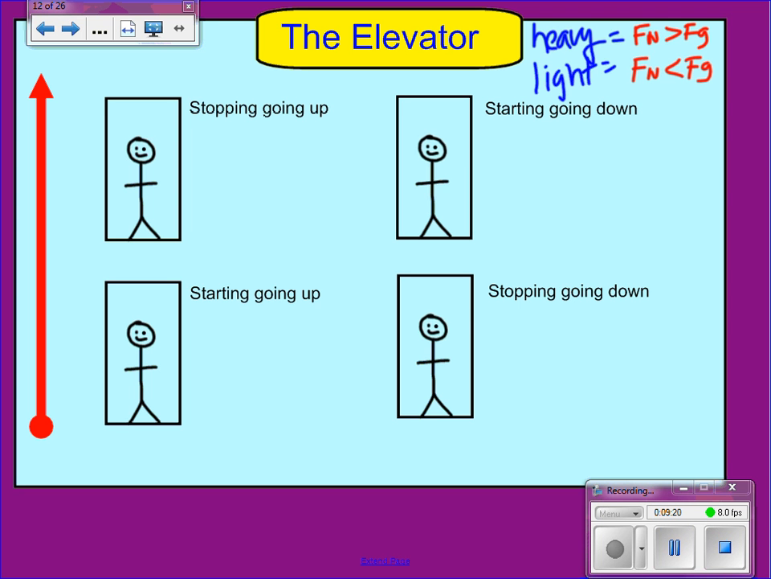Okay, so what we're going to do right now is look at these four separate situations, and we're going to draw some force diagrams and use Newton's second law to help us figure out, from a physics standpoint, what's going on here. One thing that I think is going to be really beneficial for you is a little review of what we looked at in Unit 3.